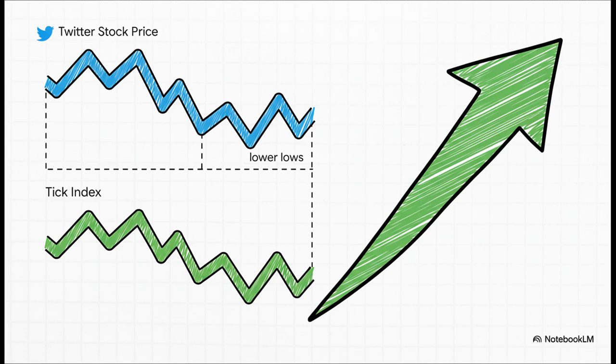The stock price was grinding down, making lower lows, scaring everyone. But underneath the surface, the tick index was making higher lows. That bullish divergence was a huge red flag that the stock was way oversold. And the result? An explosive 35% rally in just 8 days.